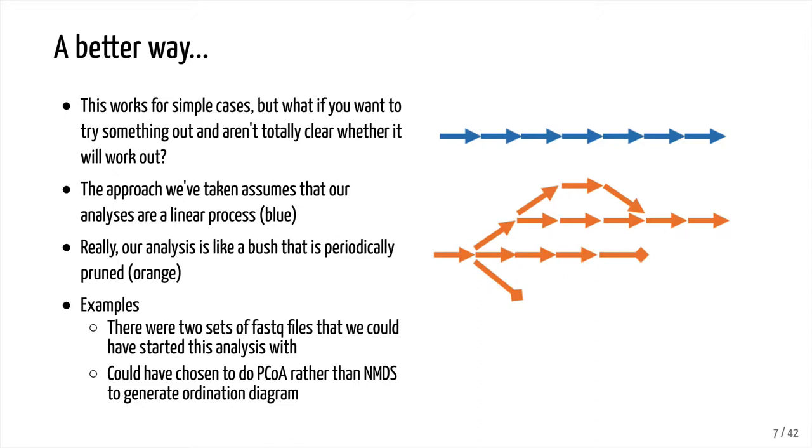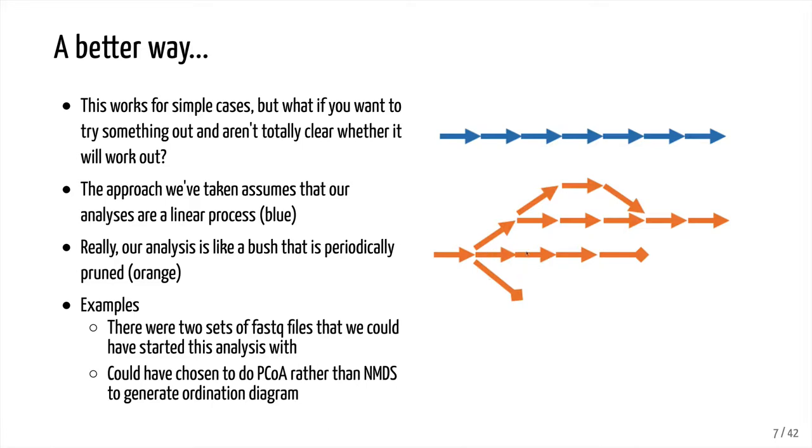And so the approach we've been taking assumes that our analyses are a linear process, right? We start with data and we end with paper, and that is a line. There is no deviation from there. And so that's what we have in this blue line here, this series of arrows where you're marching towards a manuscript.